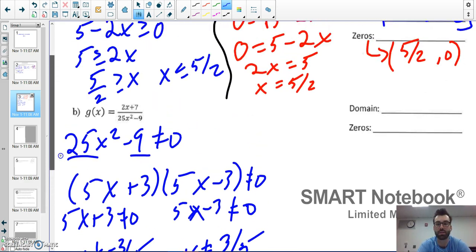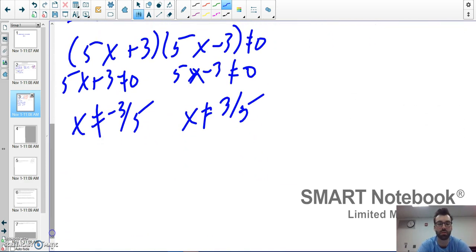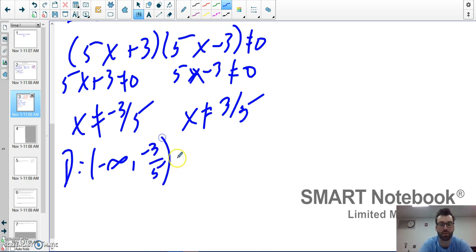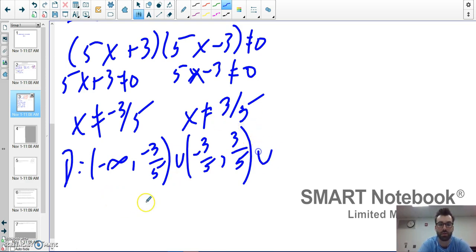So our domain, and because it's so long, I'm going to write it down below. Our domain is negative infinity to negative 3 over 5, don't include negative 3 over 5, negative 3 over 5 to positive 3 over 5, don't include that, union 3 over 5 to infinity.